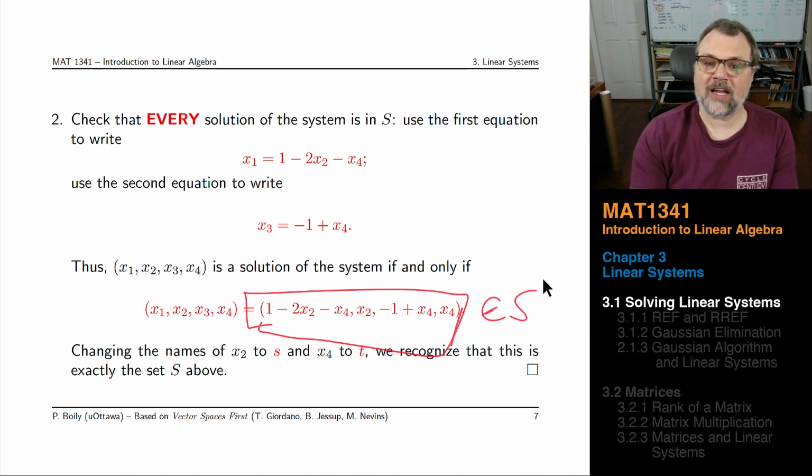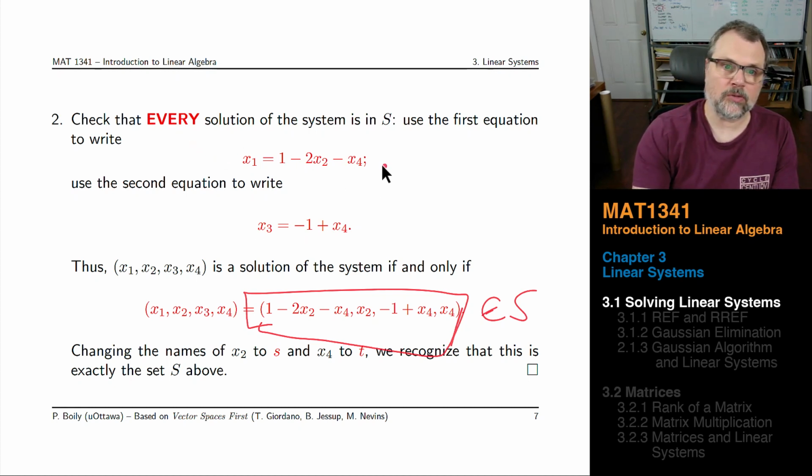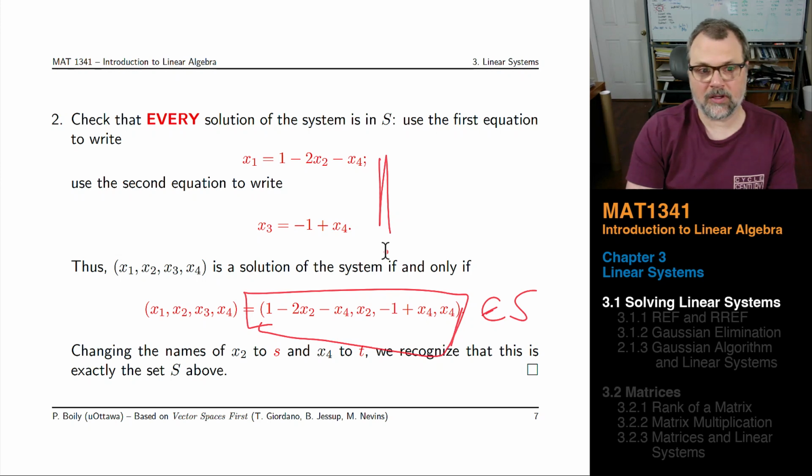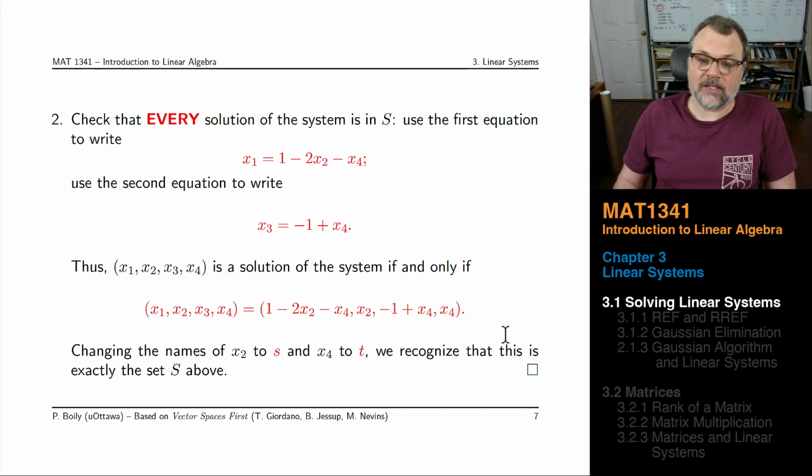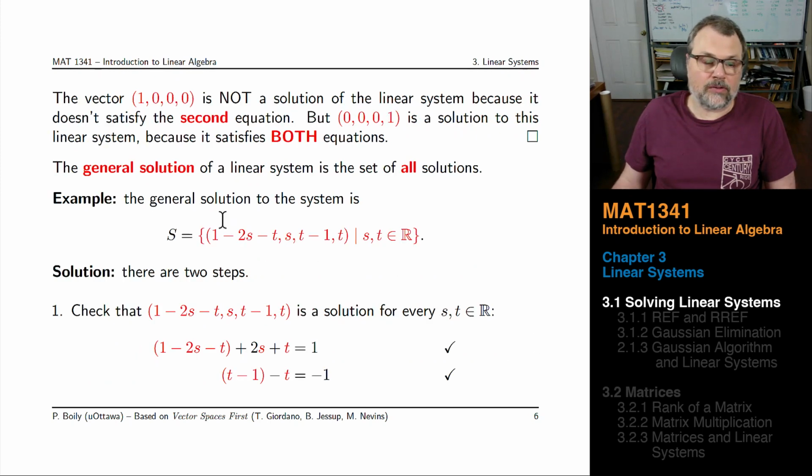So we showed that everything that was in S was a solution of the 2 equations. That's great. And we showed that if something is a solution because it satisfies both of the equations, we can rewrite these equations in the format that makes it clear that the solution belongs to S. So the general solution is indeed the set of all vectors that you can write in this form.